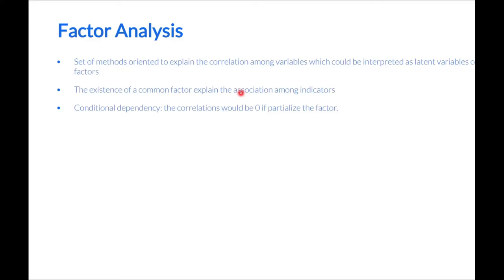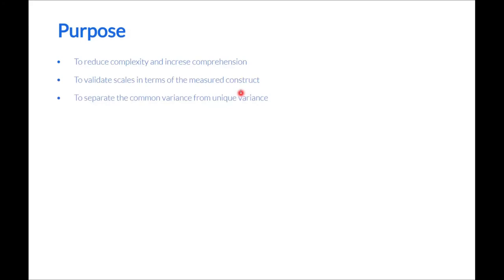And in that case, we can interpret the existence of correlation as a common element that could explain their associations. And this is the main approach that we can use in order to interpret and measure our latent variables. And why is this important? Because it will allow us to observe indirectly, through the specific items, what we cannot observe directly.